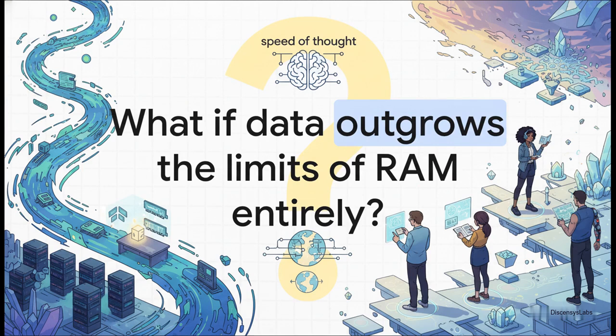But I want to leave you with something to think about. As the world goes all in on real-time analytics, 24/7 streaming, and incredibly complex AI, our data is just exploding exponentially. If systems like Redis rely on the physical limits of expensive RAM to stay fast, what happens when our massive global data outgrows those limits altogether? How will the architects of tomorrow keep the internet running at the speed of thought?